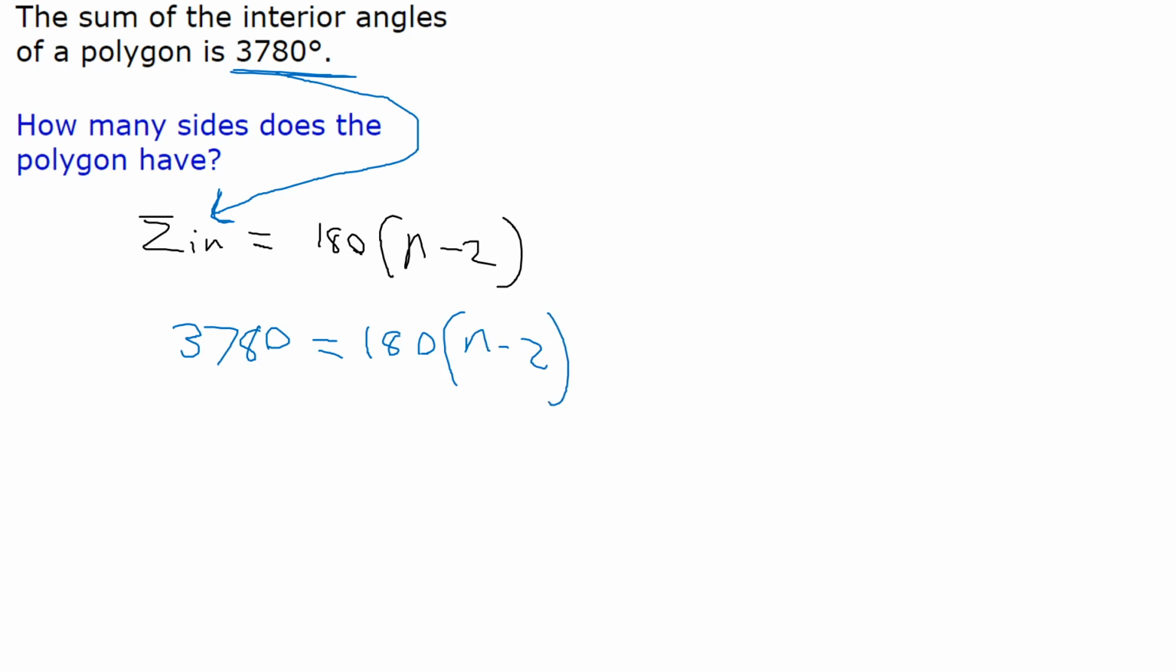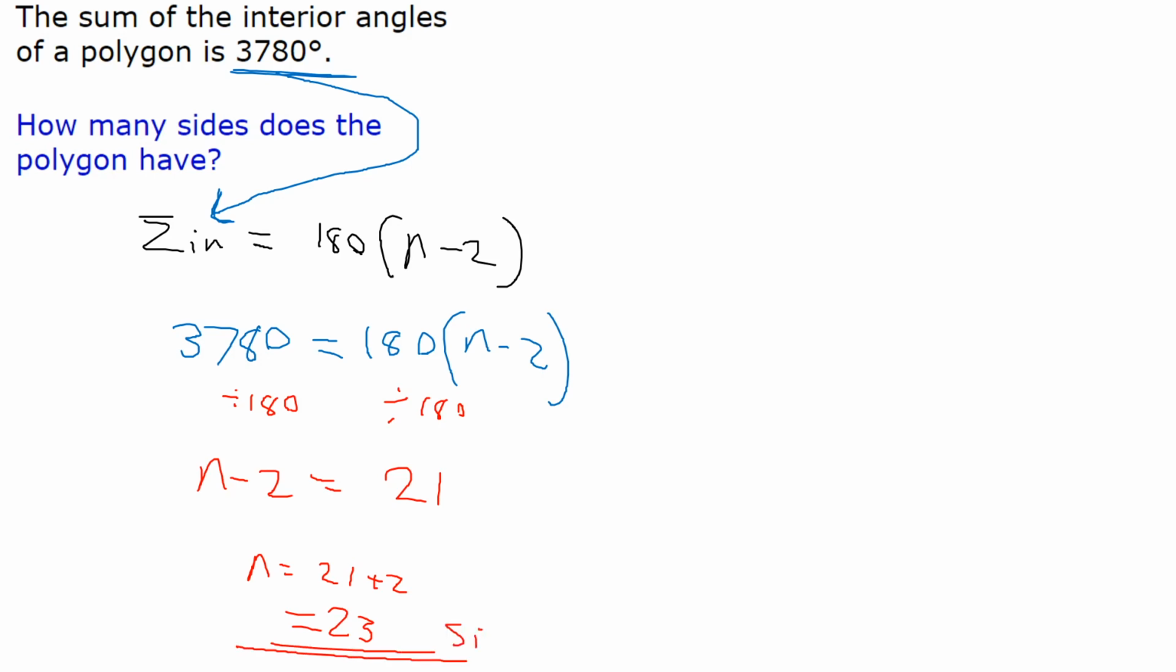Okay? And now let's solve this equation. What we can do is divide both sides by 180 to get rid of the coefficient here. And so what we're left with is n minus 2 is equal to 21. And so therefore n is equal to 21 plus 2, which is equal to 23. So we know that this has 23 sides.